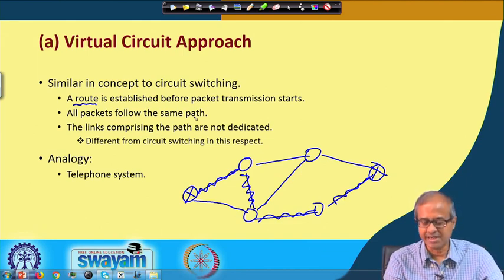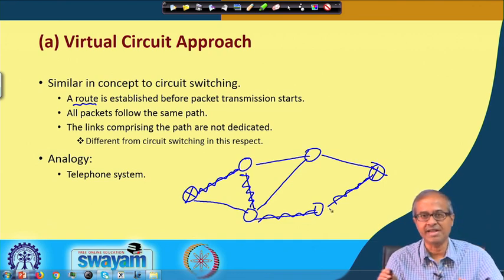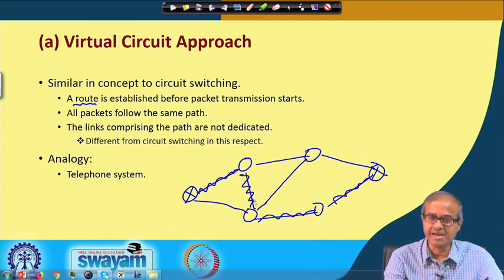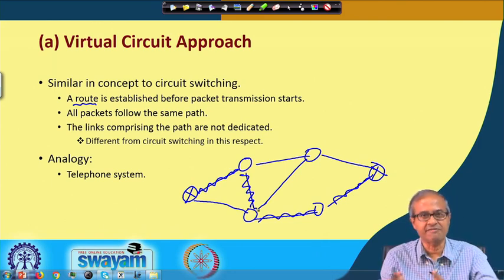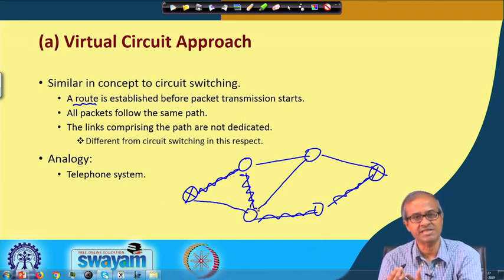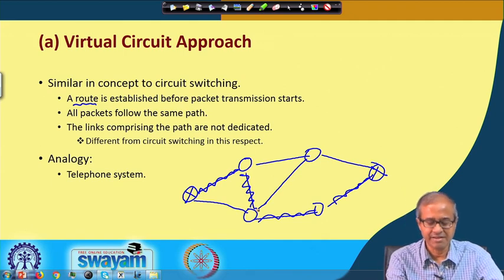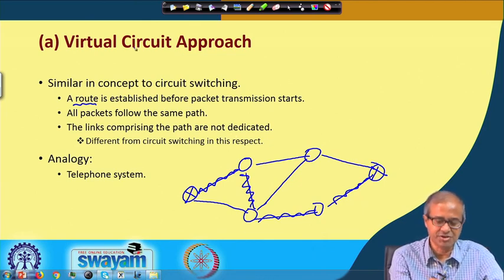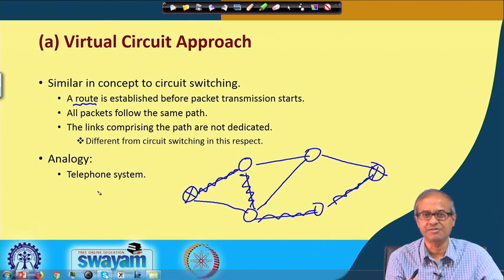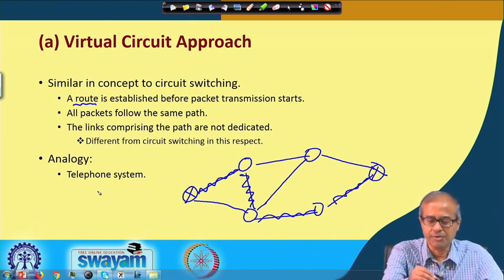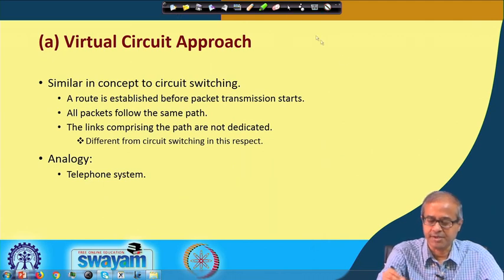But the point to note is that the links here are not dedicated like circuit switching. Since packets are passing, the same link may be part of another virtual circuit, some other communication that may also be going through that same link. In that way, some of the links or paths may be shared, they are not dedicated. Okay. Now, this virtual circuit is somewhat similar to the telephone system that we use today.